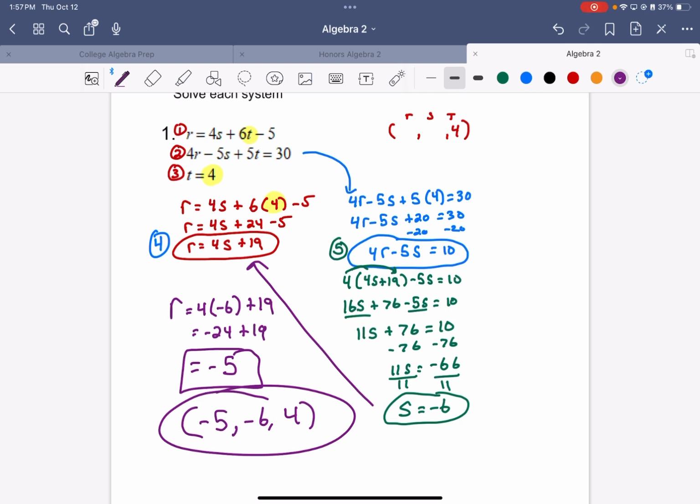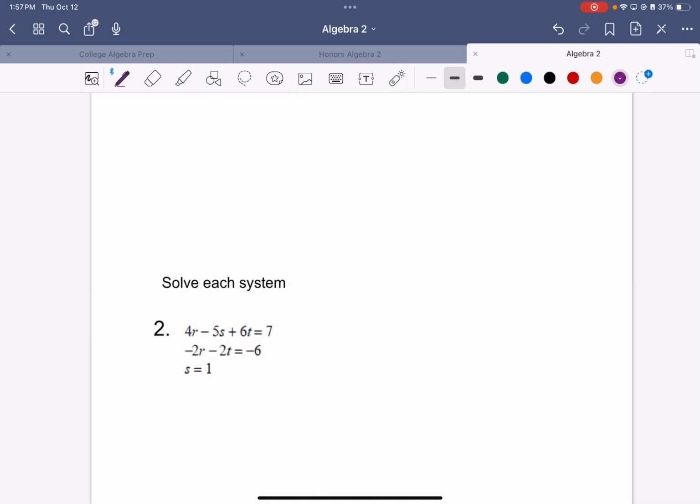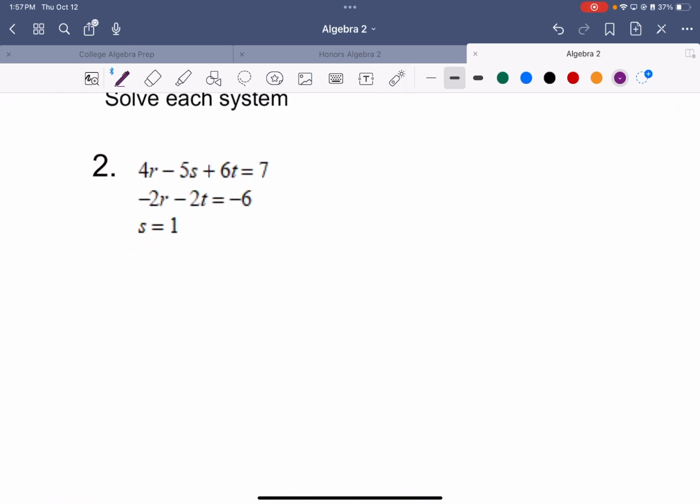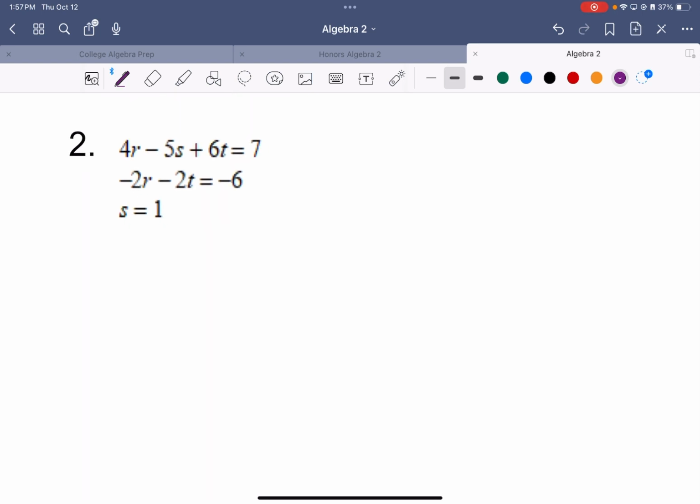Okay, let's look at another one. So we've got 4r minus 5s plus 6t equals 7. Negative 4r minus 2t equals negative 6. And you already know the s value. They're giving us the s value. The s value is equal to 1.